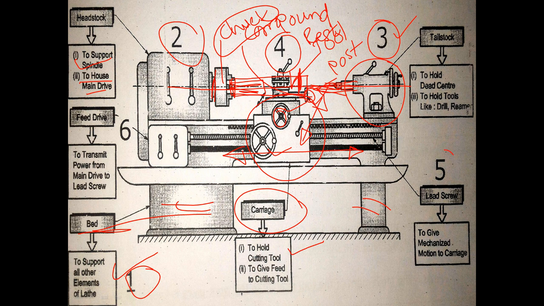Next part is, as mentioned, the lead screw. The function of the lead screw is to provide a mechanized motion to the carriage. So the carriage is moving here. So it provides mechanized motion to the carriage.